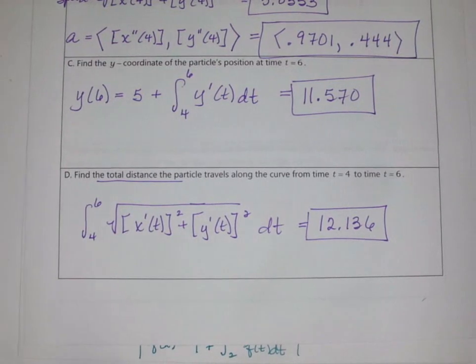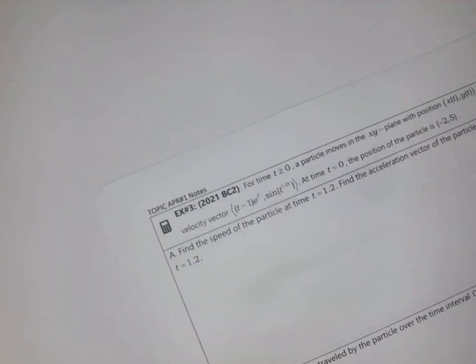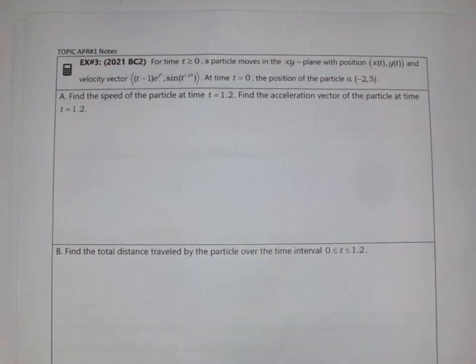Okay, so that was from 2022. The next one is another parametric from 2021. They haven't had polar in a while on the free response, so don't be surprised if you've got polar on a free response pretty soon.